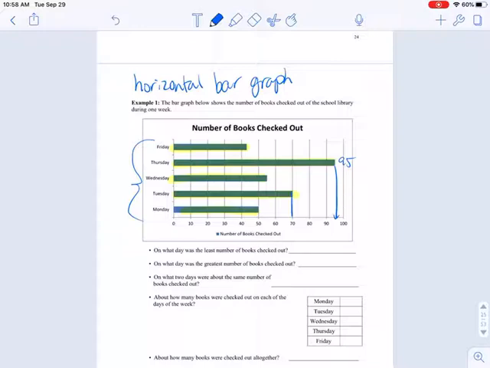So for this first one, let's try and read some data. What day was the least number of books checked out? Well, the least number would be the shortest bar. So that is that day, so that's Monday. Or sorry, actually, I forgot about Friday here. Friday's like 42 or something. So Friday would be the least number. The greatest number of books, well, that's Thursday. And what 2 days are about the same number of books? That's a good question. Maybe Wednesday and Monday. They're pretty similar. Wednesday and Monday.